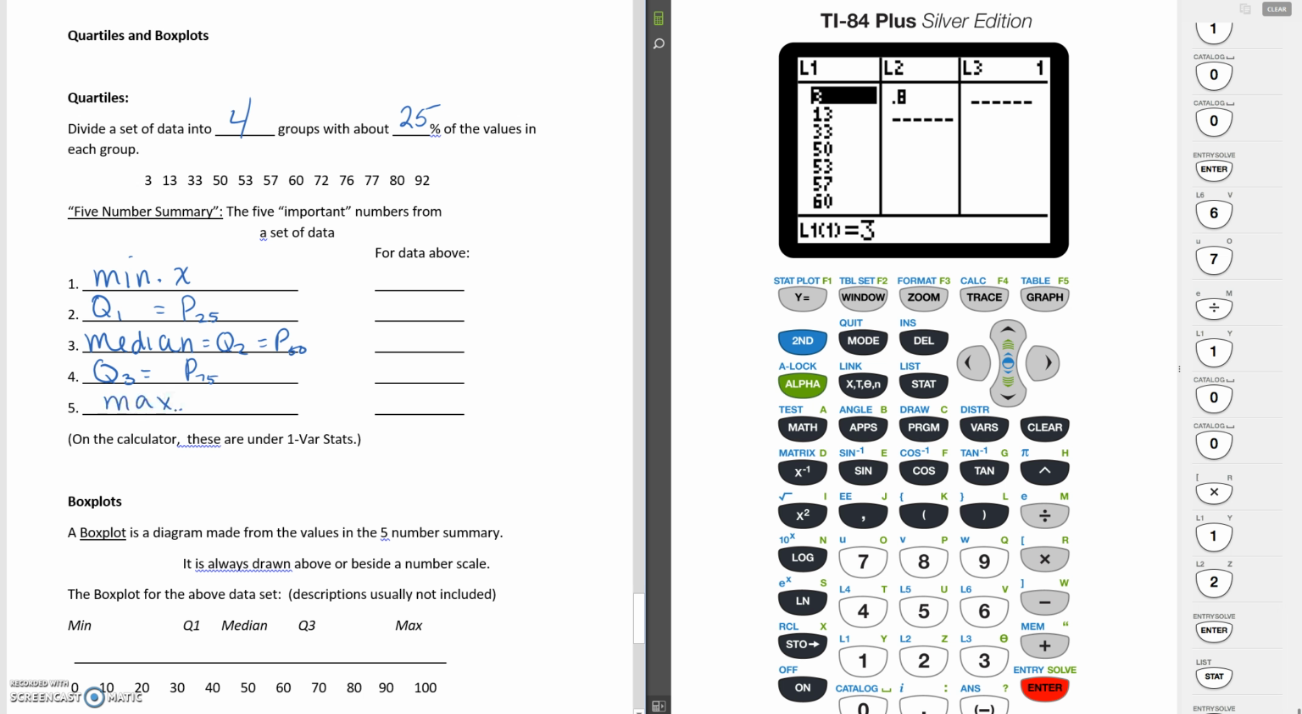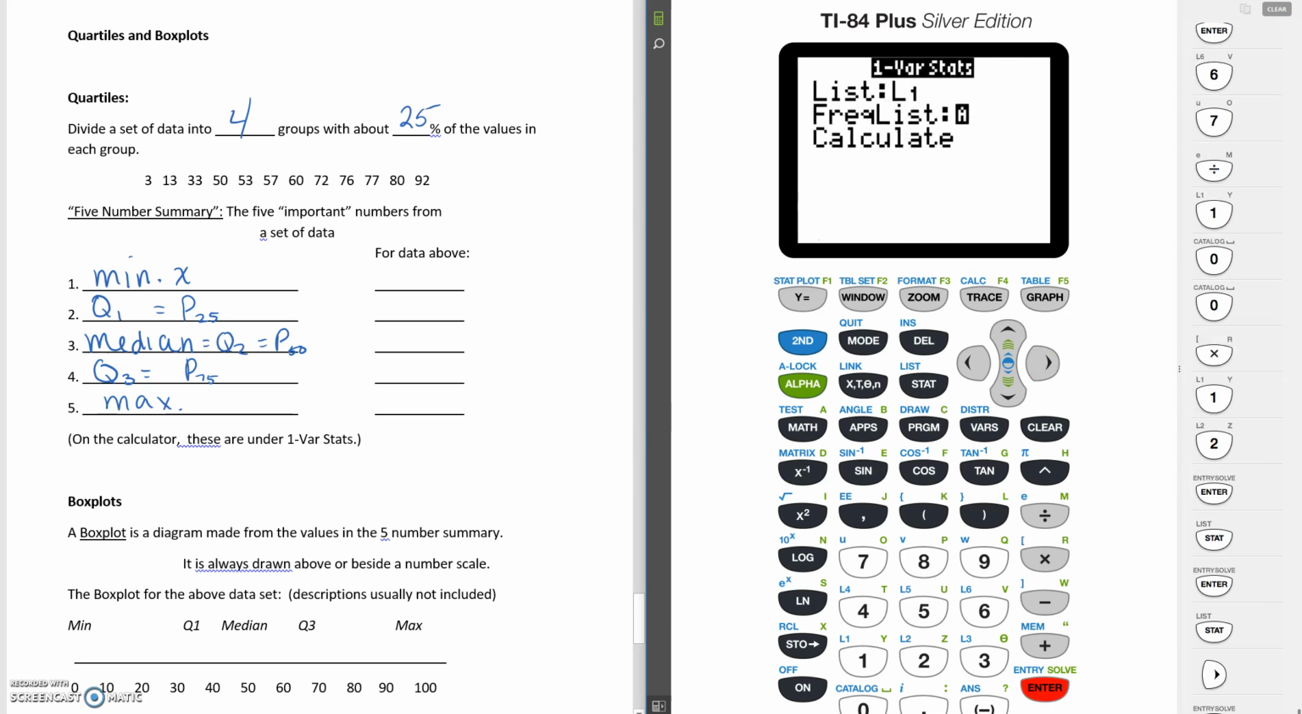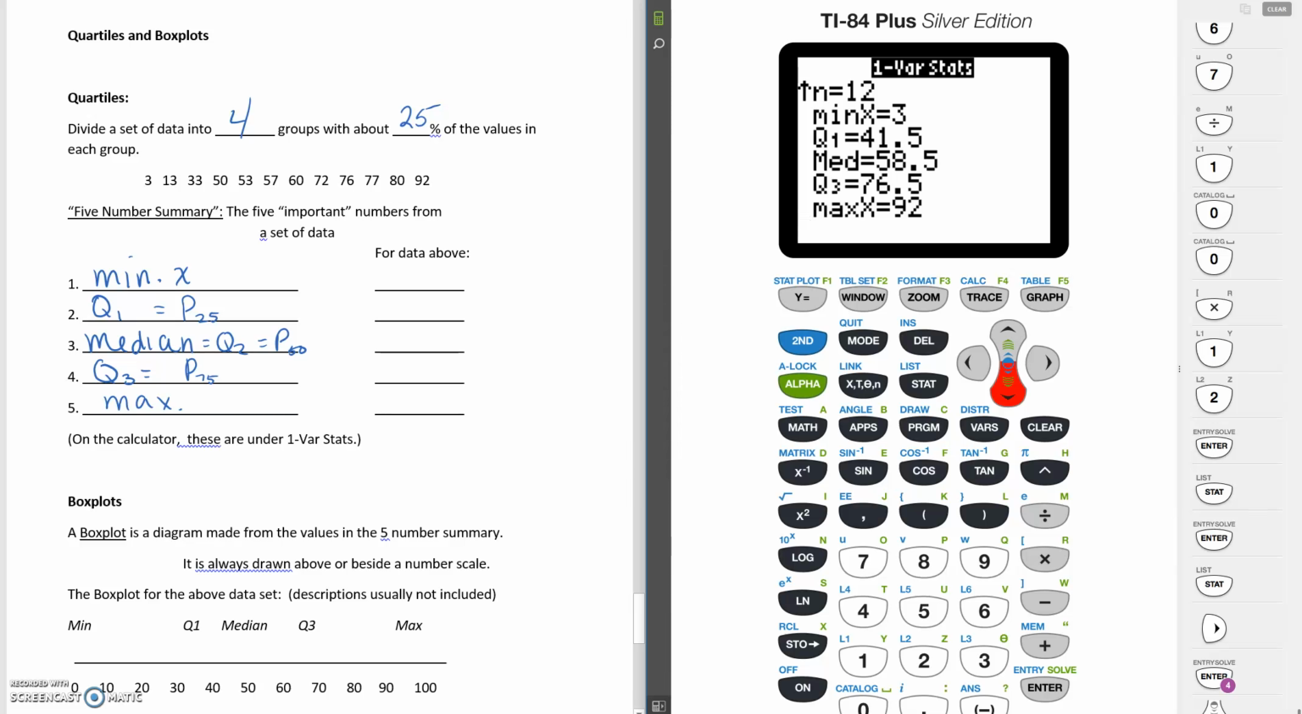Now the good news is that the calculator is going to give all of these to us. So if we hit stat, go over to calc, one variable stats again. So if we scroll down, it will give us minimum, Q1, median, Q3, and maximum. So we're going to write down for this data set 3, 41.5, 58.5, 76.5, and 92.